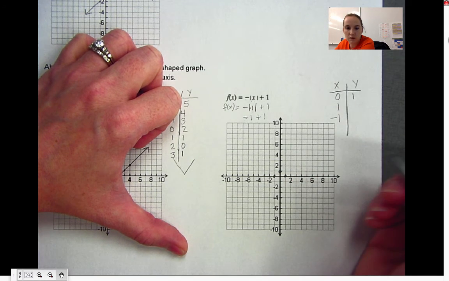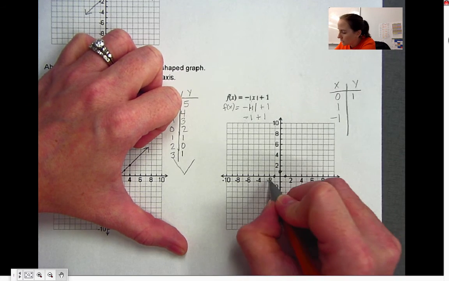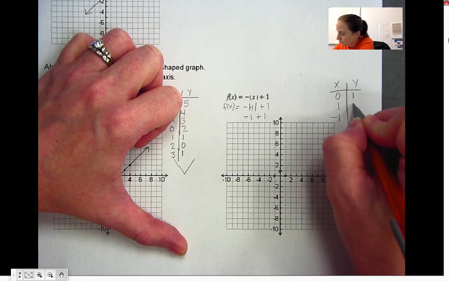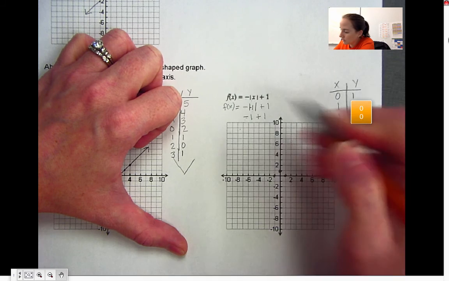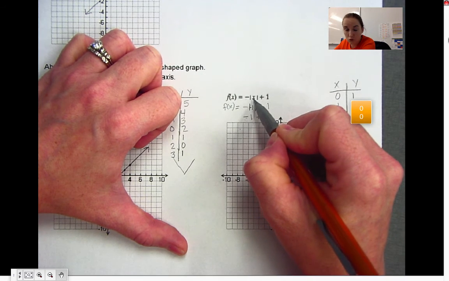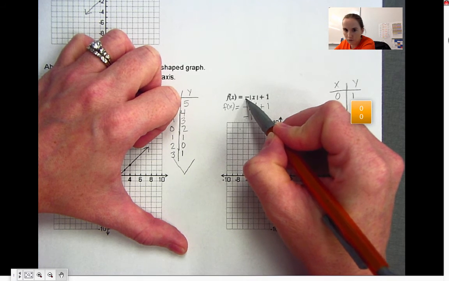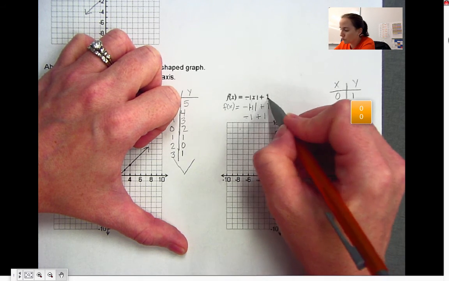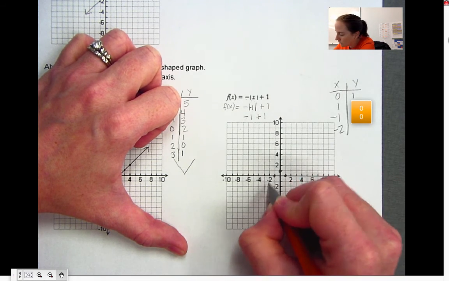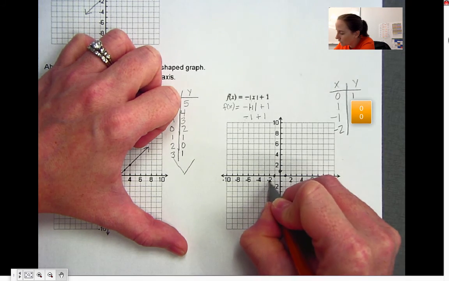And you can see the shape there already. But let's just go ahead and give it a couple more points. Negative 2. If I plug in negative 2, I get a 2 for the absolute value. But then it turns back into negative 2. And negative 2 plus 1 is negative 1. So at negative 2, I am at negative 1.